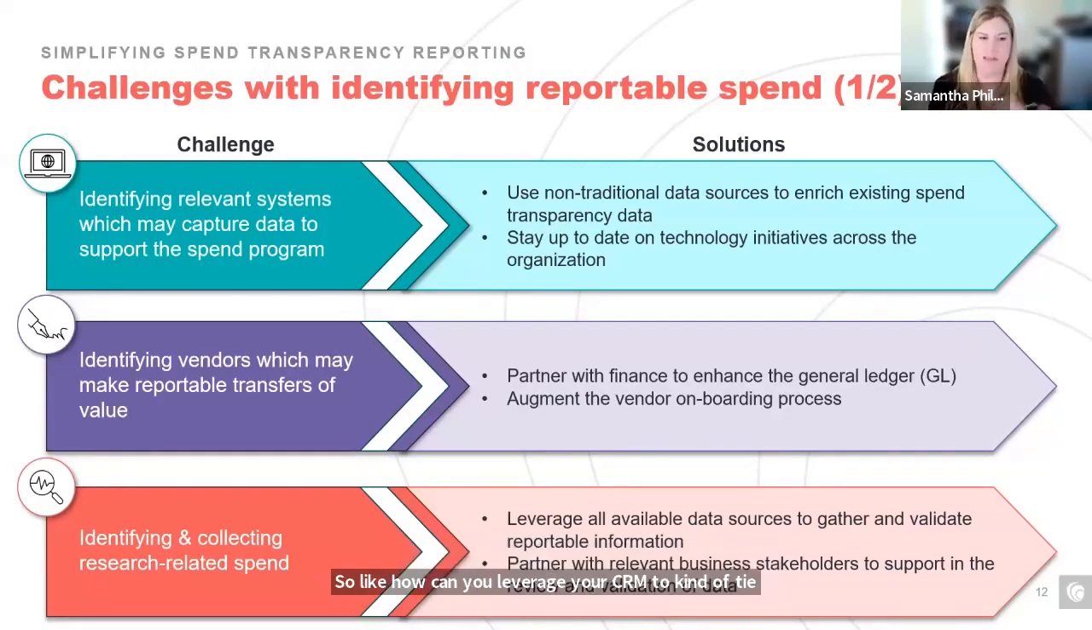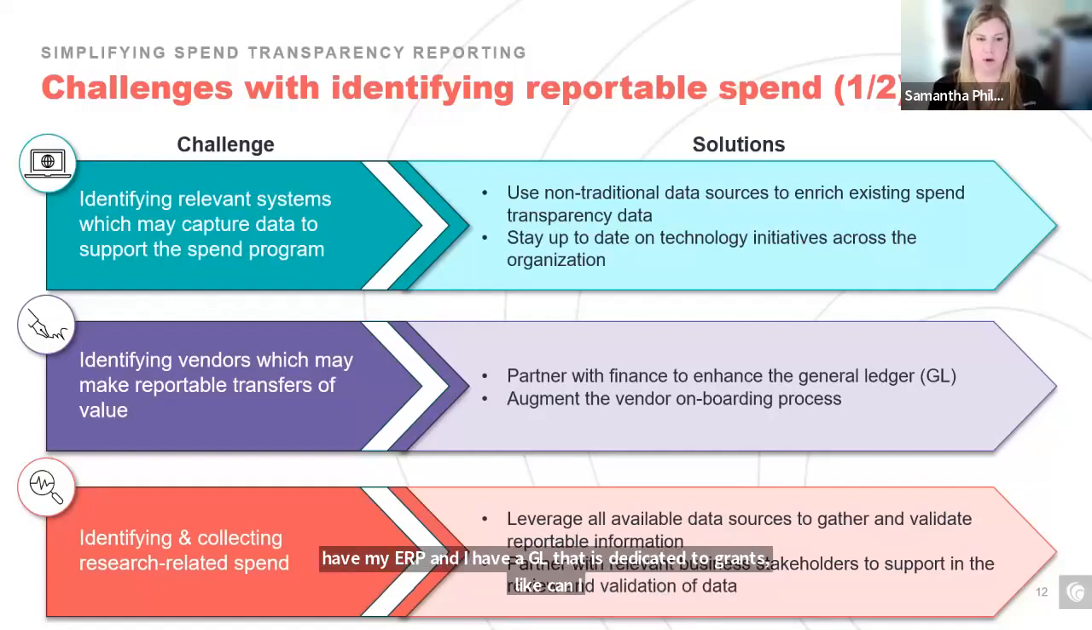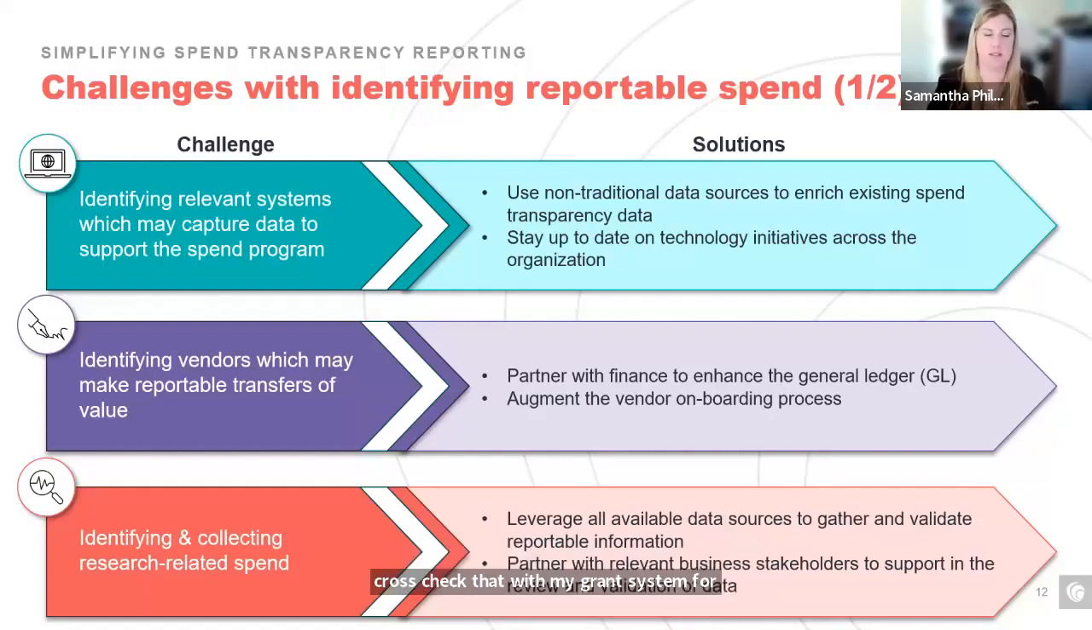Most companies, even in early stages, tend to have a grant or external funding software system. Even if compliance or finance, whoever's doing spend, doesn't have access to it as part of its original workflow, it can be a great data source. Even though I have my ERP and a GL that is dedicated to grants, can I cross-check that with my grant system, or whatever manual process exists for looking at the grants? So where can I identify those additional data sources to cross-reference between your typical spend sources and some of these more unique ones?